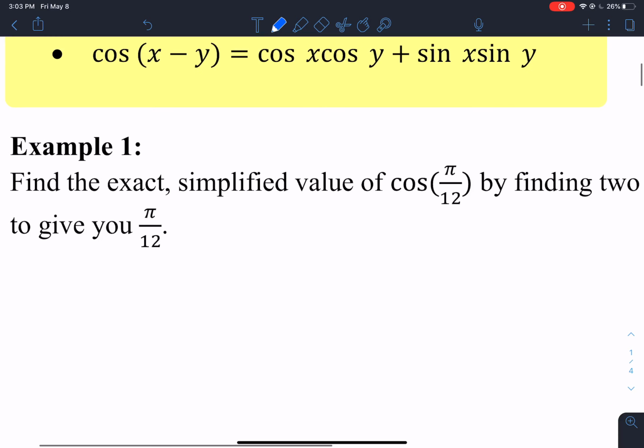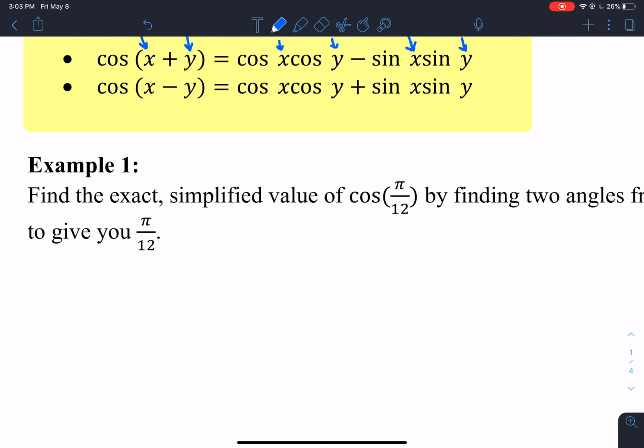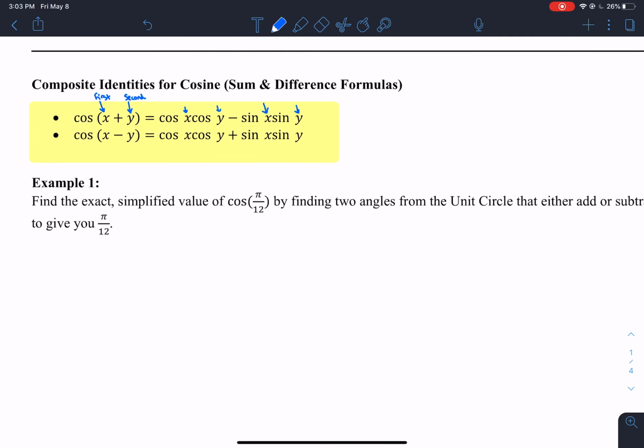So the first example says find the exact value of cosine of pi over 12. Now pi over 12 obviously is not on the unit circle, I understand that, but what we can do is find two angles that are on the unit circle that either add or subtract to give you pi over 12.